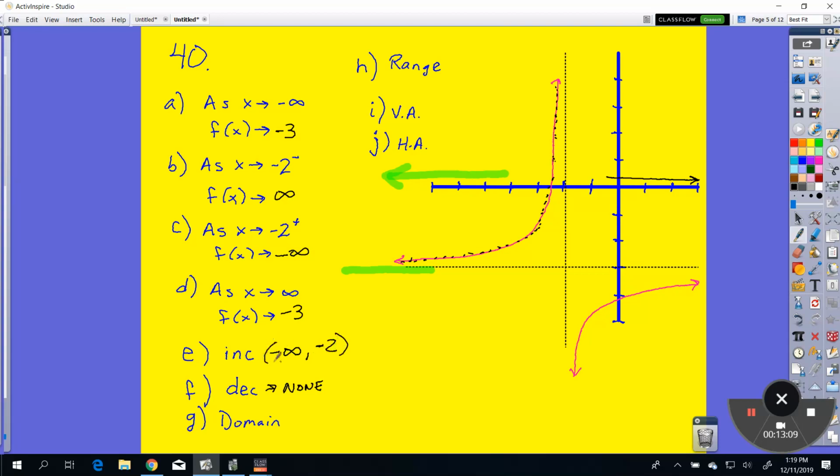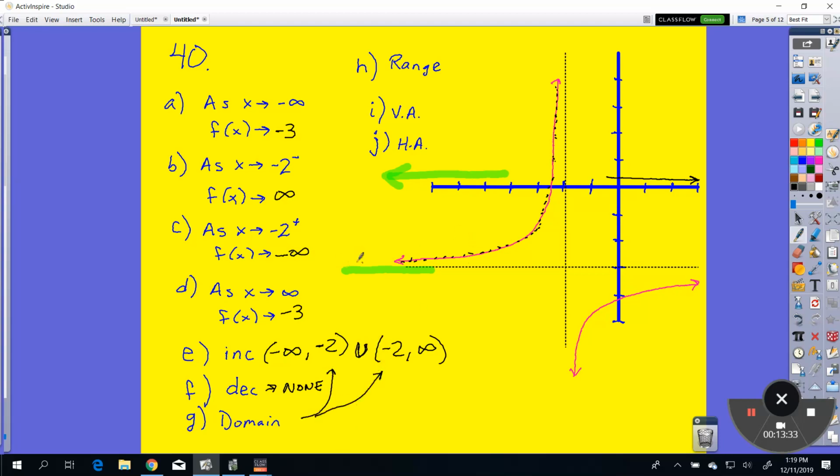Remember, you only use the x coordinates. So between way out here and negative 2, it increases, along with this point over here, which is negative 2, all the way to infinity. Remember, these little parentheses mean I get really close to negative 2, but I never actually touch it. The domain is exactly the same thing as what it's increasing over.